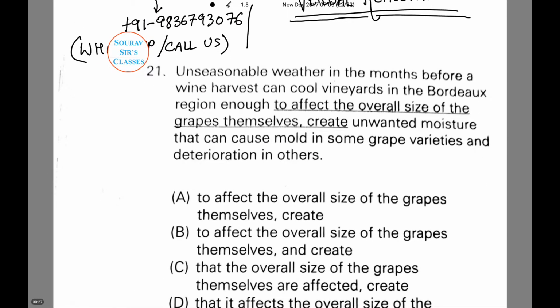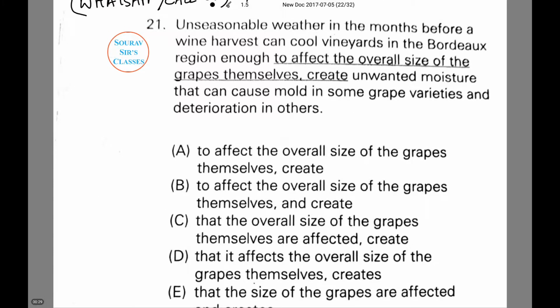Now let's begin with our first question. Unseasonable weather in the months before a wine harvest can cool vineyards in the Bordeaux region enough to affect the overall size of the grapes themselves, which create unwanted moisture that can cause mold in some grape varieties and deterioration in others.